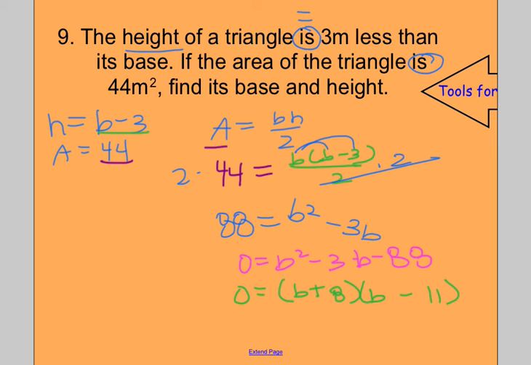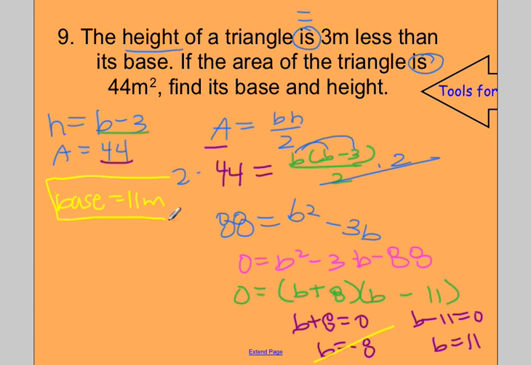Now I set each part equal to 0 and solve. So I have b plus 8 equals 0, so b equals negative 8. And I have b minus 11 is equal to 0, so b is equal to 11. Once again, we're talking about a base, so it can't be negative. So base is equal to 11 meters.